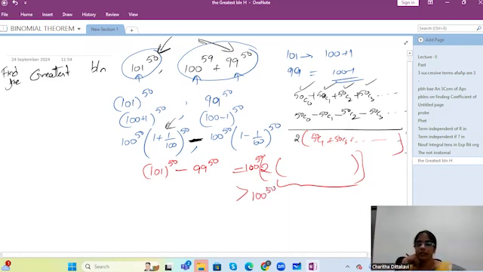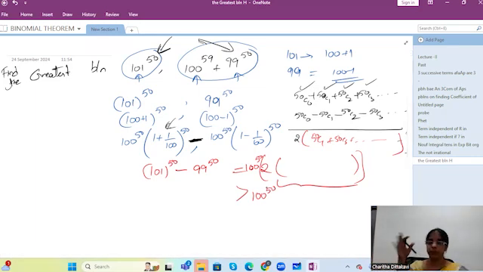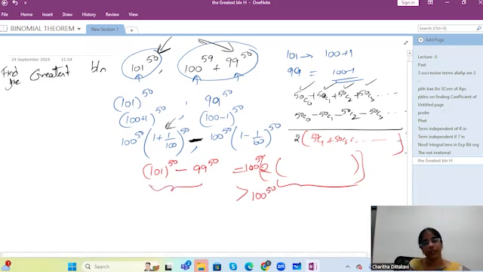How can I say that? See, this is a complete value multiplied by 2 into some big number is what I am getting. So obviously this is strictly greater than 100 power 50. This value is definitely greater than 100 power 50, isn't it?